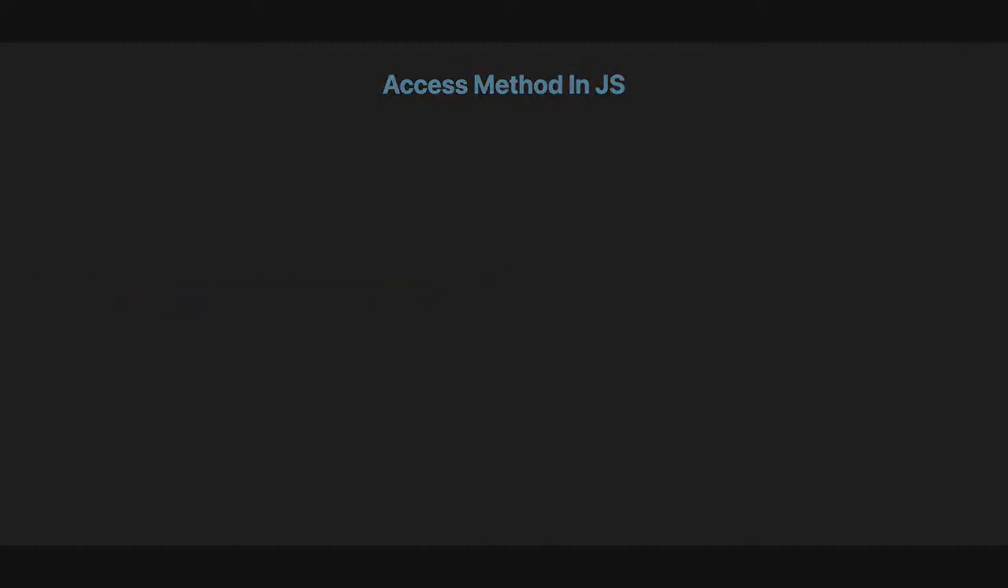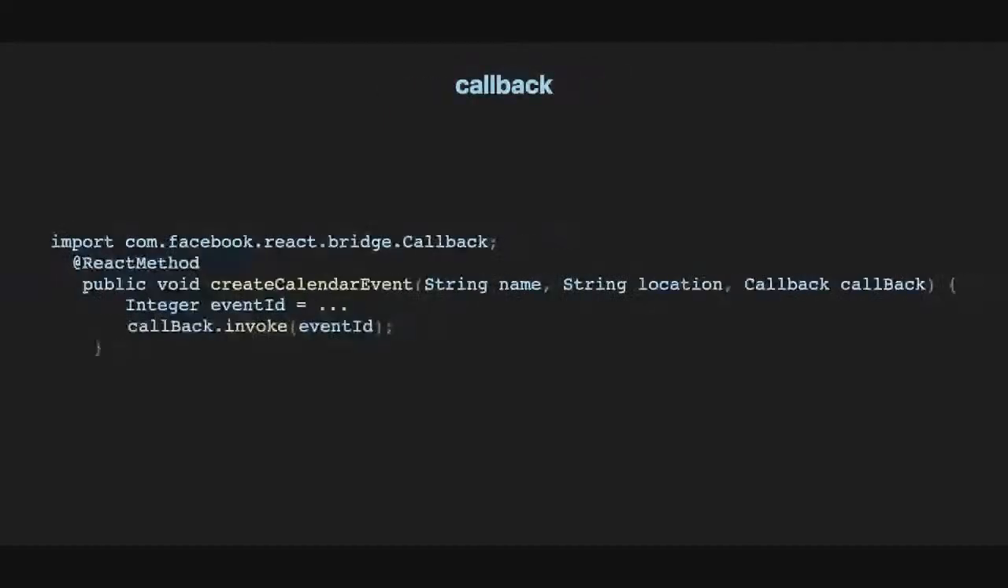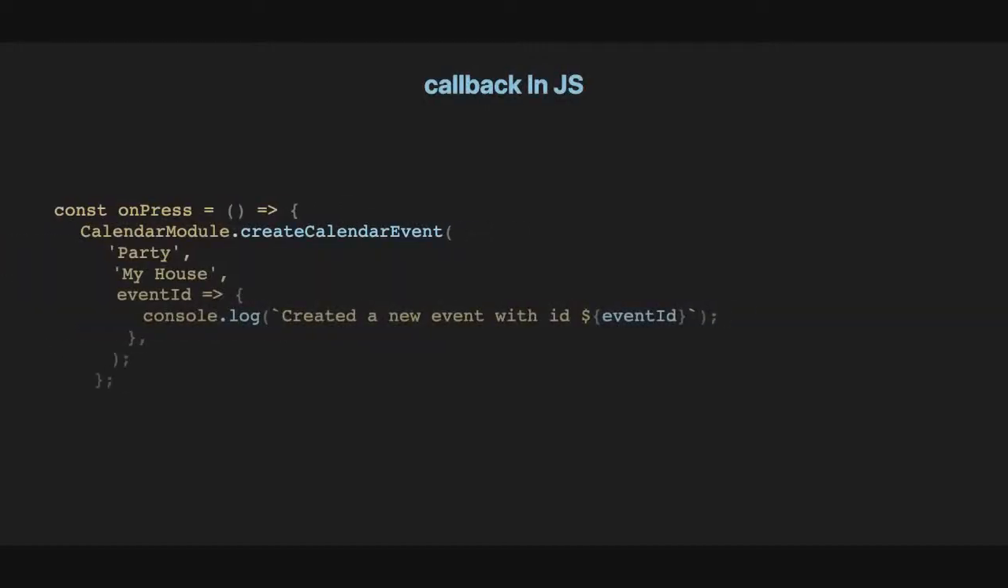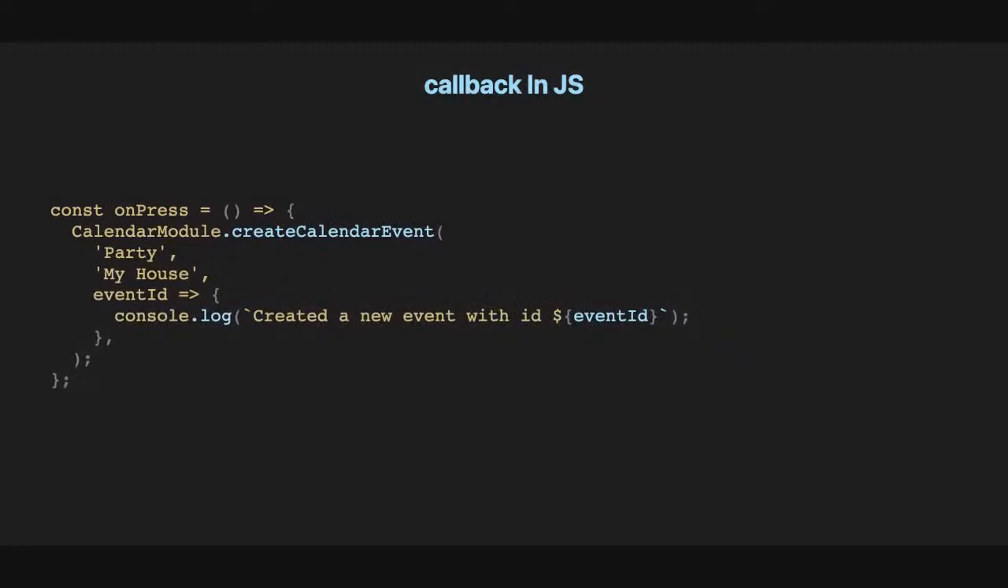Now, if you want to pass a callback from JS to the native side, how will we implement it on the native side? In the same way, we will pass the arguments and we will pass the callback also. We can invoke this method and return some data from the native to the React Native side. We can use it in the JS side like this. We will pass the callback, and this event ID we will get from the native to React Native, and these are the methods we will pass.